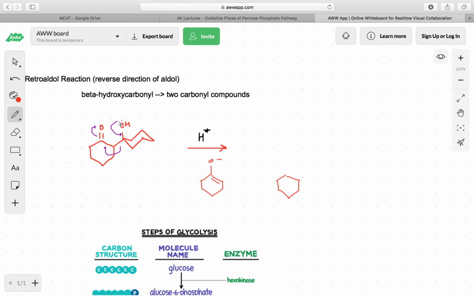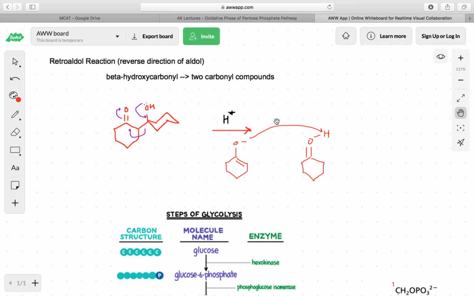And we know that this O is going to come down to form a carbonyl group, and it's still going to be protonated, but we can take off that proton. So this guy can just take off that proton, so this guy gains 1, this guy loses 1, and you should just be left with 2 cyclohexanones. So it can work in the opposite way too. This is called the Retroaldol reaction, and used to form 2 carbonyl groups.